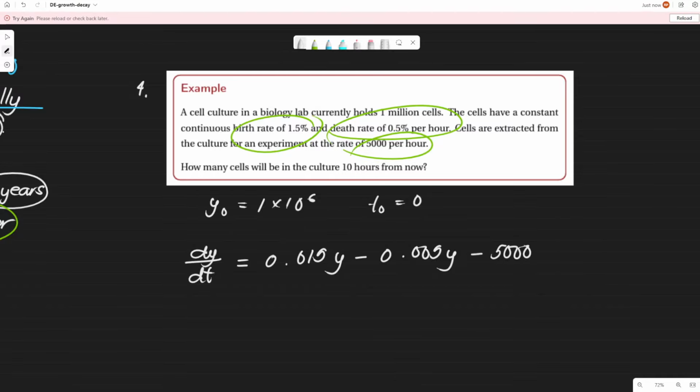Bakit, sir, bakit hindi mo siya gagamitan nung times y? Kasi guys, fixed yung value na kinukuha doon sa sample. Okay? Pero kung halimbawa, ang tanong is, cells are extracted from the culture for an experiment at the rate of 2% of the current population on that specific hour. So, you need to multiply yung 0.02 dun sa y natin. Kasi ang hinahanap is yung percentage of the current population. So, may ganon. Pero in this case kasi, rate of change is fixed, 5,000 per hour.